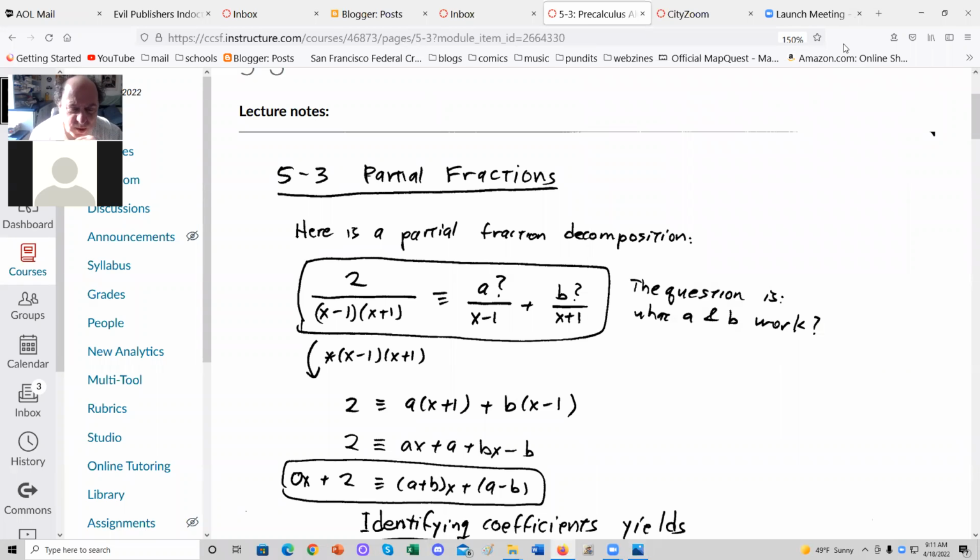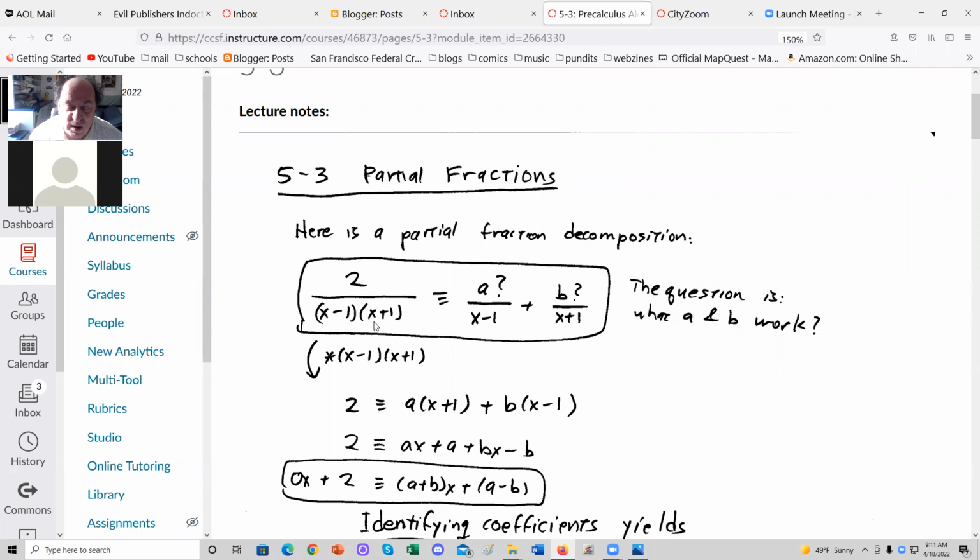Okay, for today, we move on with chapter 5, sections 3 and 4: partial fractions and nonlinear systems. Partial fractions is something you'll be using when you get to the calculus. This is trying to write a fraction of this sort.